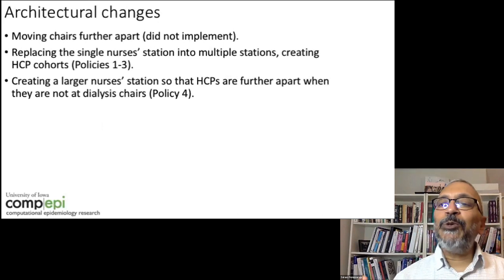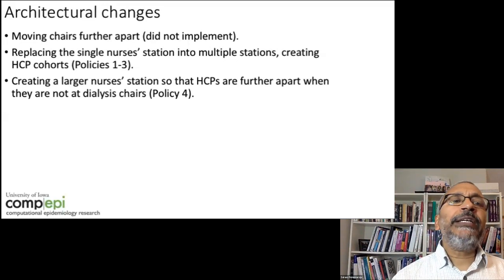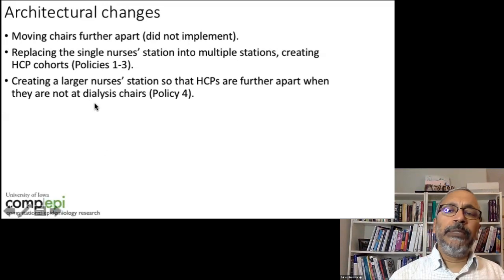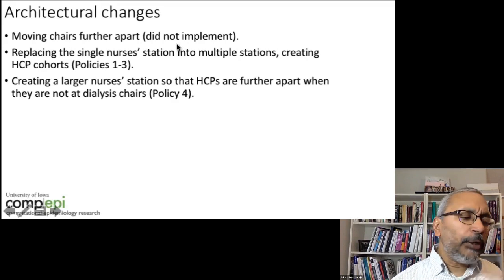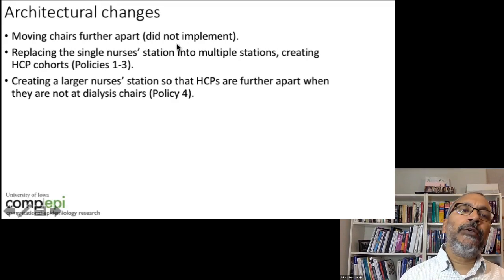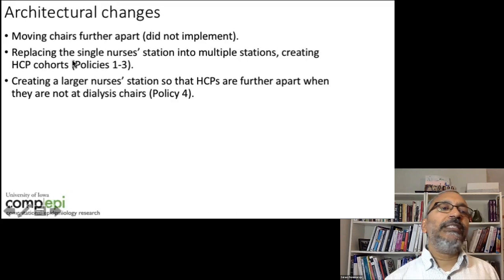And now we get to, I guess, the architectural changes that we are interested in thinking about. One of the architectural changes that we thought about but didn't quite implement because it seemed somewhat hard to do was moving chairs further apart from each other. Because of various constraints in the room and equipment constraints and so on, we didn't really implement this in our model. But there are a few other architectural change policies that we implemented.